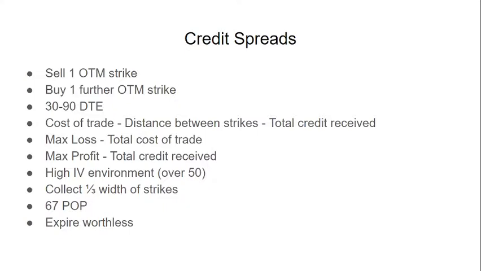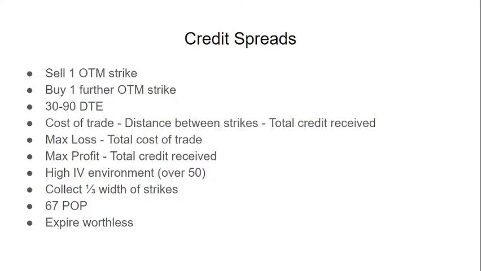I had a Zoom put credit spread that was a 350, 340 strike. What that means is with a put credit spread, you want them to expire worthless. You want them to expire out of the money. So it's a bullish put credit spread, and you want it to go up.